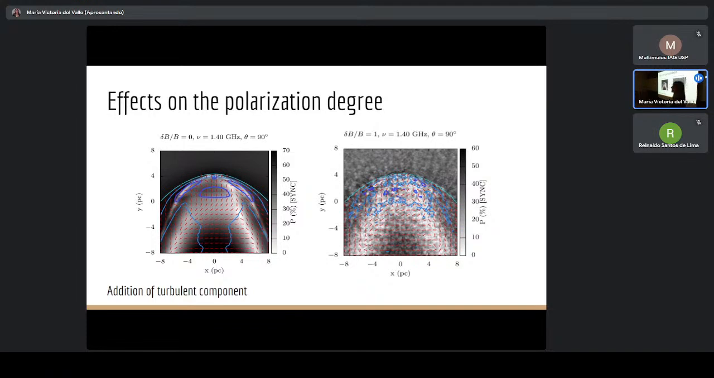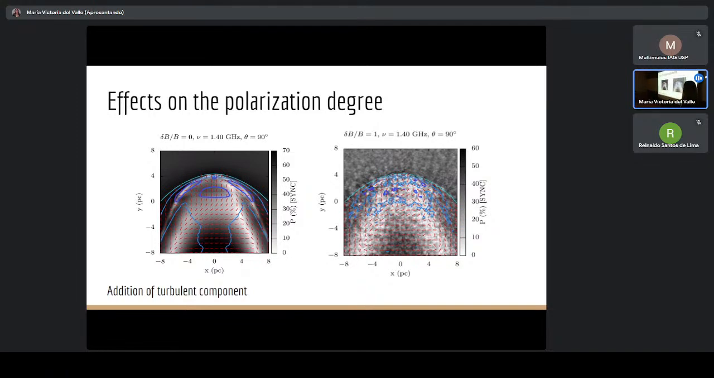These contours are showing, indicating the regions where the emission is higher. When we are making a theoretical prediction, we have to take into consideration that when we do observation, we have a sensitivity limit. So we are not able to observe the whole structure. We are going to observe only the regions where the intensity is higher, and this is why these contours are shown. So the stronger the blue color, let's say, the stronger the emission is inside that region.